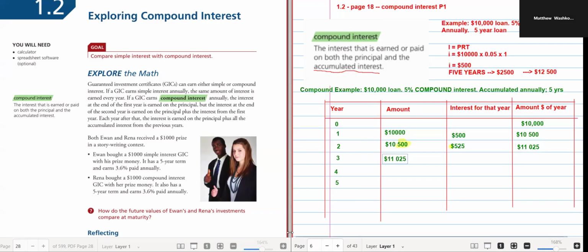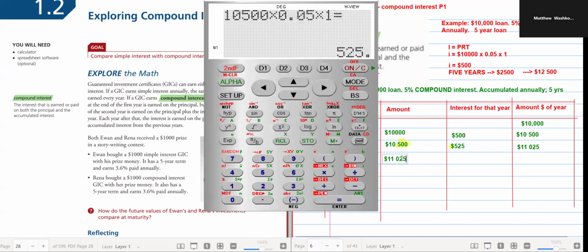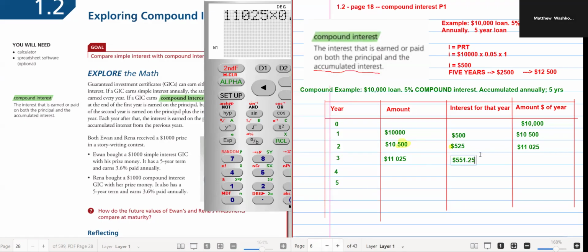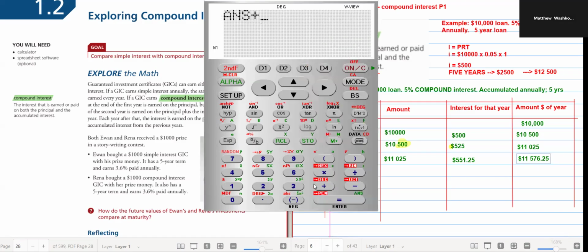So, oh, yay, it's $11,025. And same thing. I now have this extra $25 that interest is accumulated on. So I repeat the calculation, right? So 551.25. I add that in here, right? So now I have $11,576.25. Looks right. Double check. Never a bad idea to double check, right? Yep, that's right.